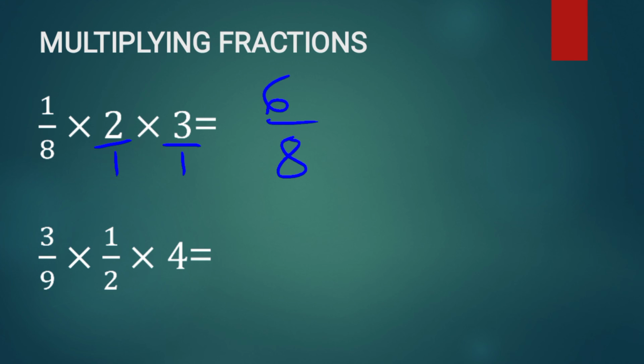Next example, 3 over 9 times 1/2 times 4. We have the whole number 4 with the denominator 1. So let us multiply the numerators or the top numbers. 3 times 1 is 3 times 4 is 12. All over 9 times 2 is 18 times 1 is 18.